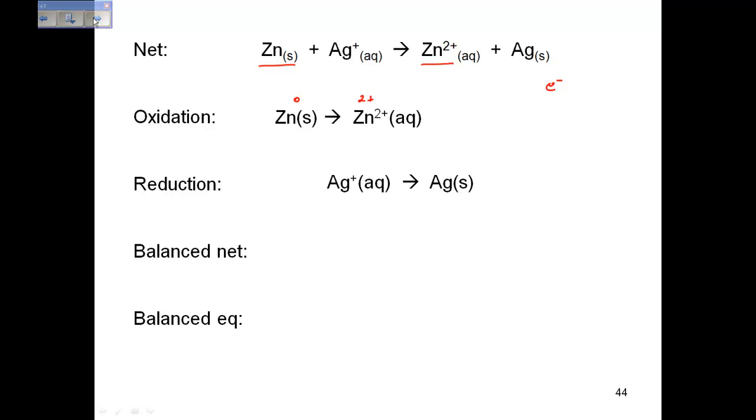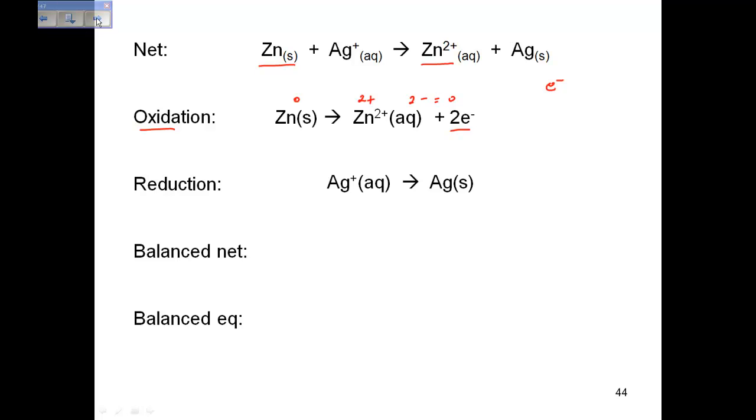Looking at the charges, I'm going to add 2 electrons to the product side. Since this is an oxidation, it makes sense that the electron should be produced and be on the product side. By doing so, now I have 2 electrons, 2 minuses, and the 2 pluses. When I add those up, that gets me 0. So now I have a balanced equation with charges: 0 on the reactant side and 0 on the product side.